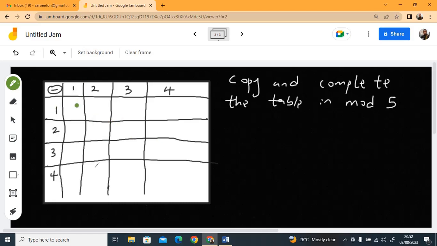Now 1 minus 1, or you can do it in a different way. I want to make it more complex for you. I'm going to use this row to subtract this column here. I'm going to use this column to subtract this row here. So 1 minus 1, it is 0. Now 1 minus 2. That will give us what? That will give us minus 1.